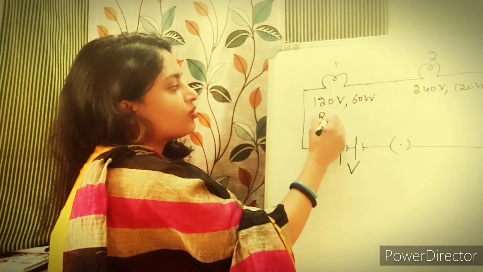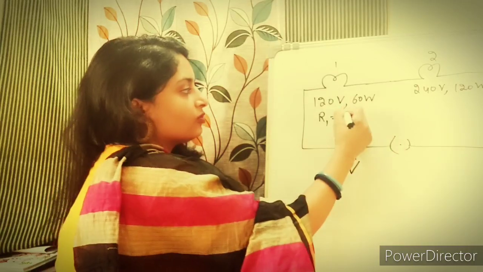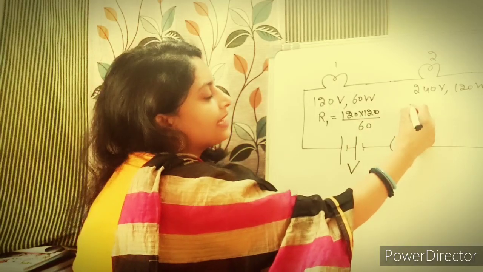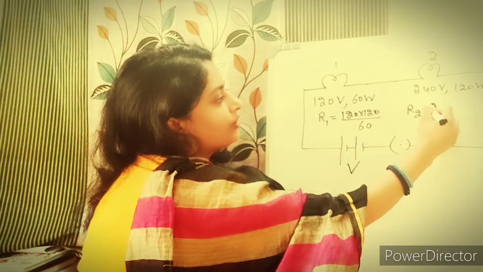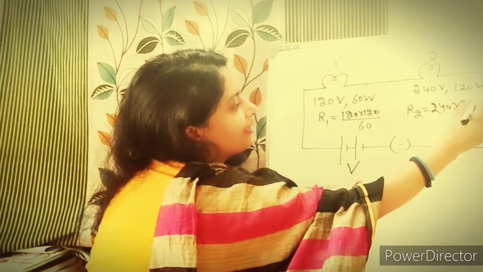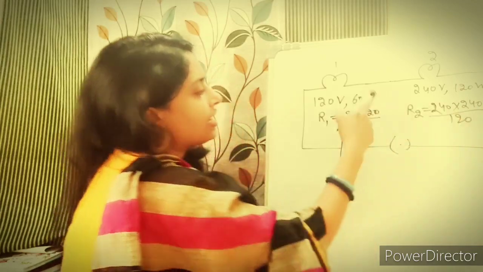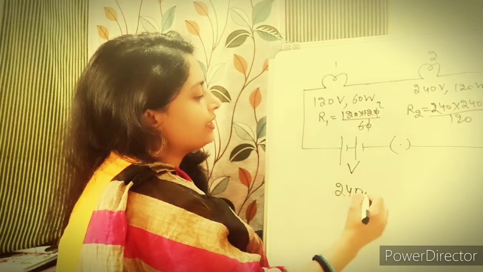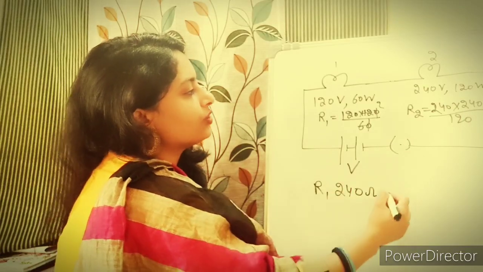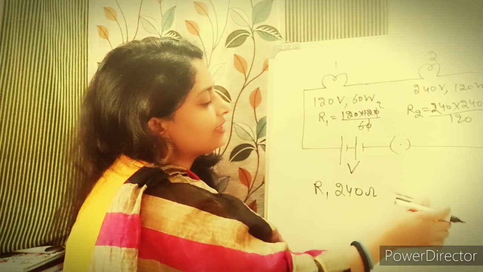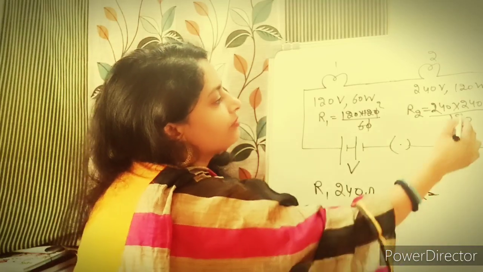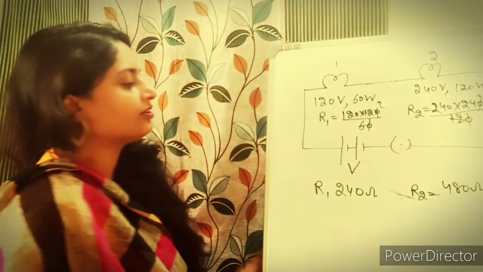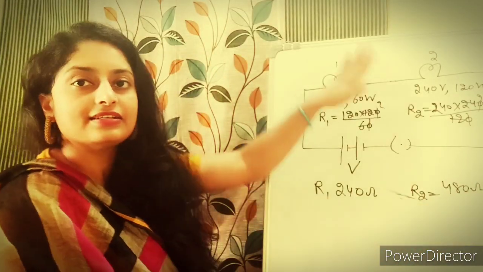For R1, V square by P: 120 into 120 divided by 60. When you calculate R2, it will be 240 into 240 divided by 120. So when we calculated, R1 is equal to 240 ohm, and R2, calculated the same way, is 480 ohm. These are the two resistances that you got.